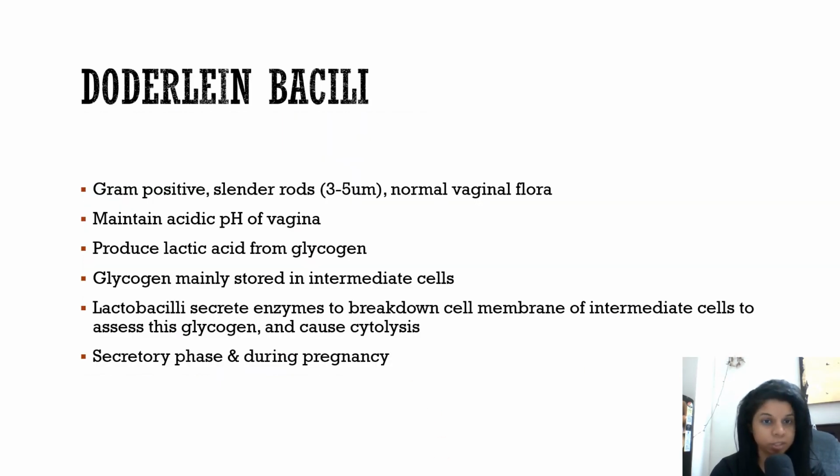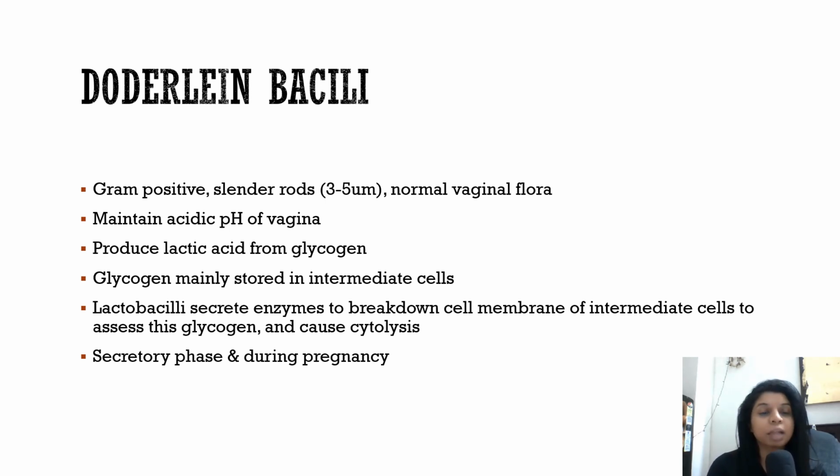So these are Döderlein bacilli that are 3 to 5 micrometer in length, and they maintain the acidic pH of the vagina. How do they maintain the acidic pH? Because they convert the glycogen that is present in the superficial squamous epithelial cells and the intermediate squamous epithelial cells to lactic acid. We studied in biochemistry that lactic acid is an end product of glycogen metabolism. So these bacilli convert the glycogen into lactic acid.